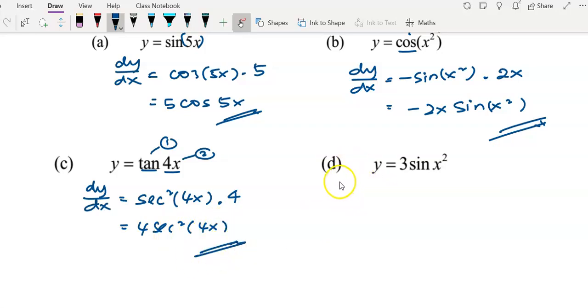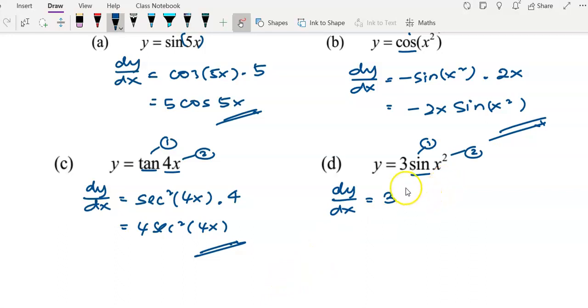The fourth example, D, to get dy/dx, firstly, if I have a coefficient here, I just copy it down first. Then I have my sine x squared. Sine x squared, I will define this sine as my first function I need to differentiate. And the second function that I need to differentiate is x squared.